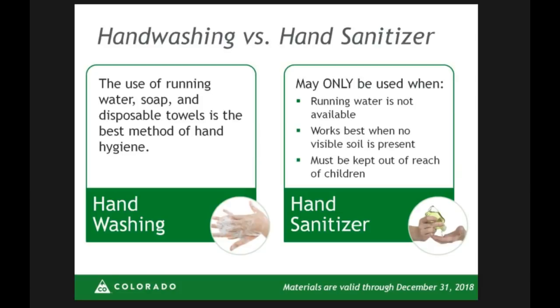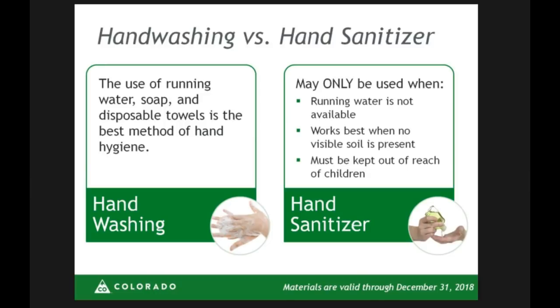So the best and most effective way to wash your hands is with running soap and water. This is much better. I know a lot of places for a while really got into hand sanitizers. Soap and water is so much better than hand sanitizers. Keep in mind that hand sanitizers may contain alcohol and can be dangerous to young children. They should not be in the reach of young children and should not be used on children younger than 3 years of age.